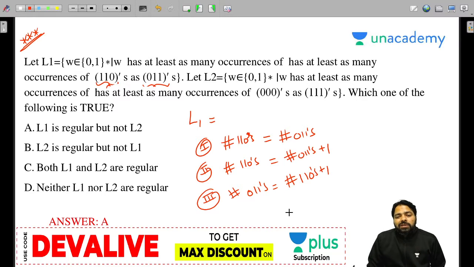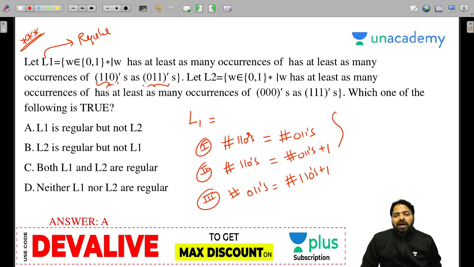Can you try 110? There is one more 110 without 011, impossible guys. So you are going to remember only 3 things, and that is how the first language is regular. They want to just say regular. They are not asking to design a machine. If you want to design a machine, it will take time. That's why we don't design a machine. And that is for L1.